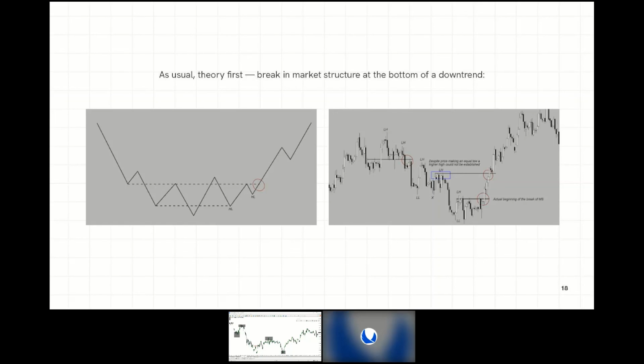And look at it right here. We had a lower high, lower high, lower high, lower low, lower high, lower low, lower high, lower low, lower high. Now what happened? We broke structure, the actual beginning of a breaking market structure. Then, despite price making an equal low, a higher high could not be established. Right here, we now broke major structure. So we broke minor structure here and we broke major structure right here.